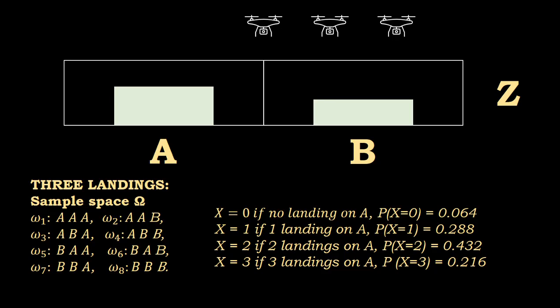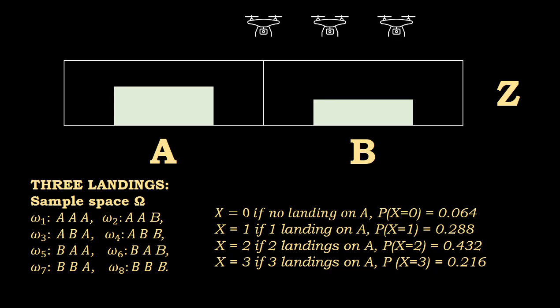First, we define the random variable we are interested in. This X takes 0 if there is no landing in A after 3 landings. X takes the value 1 if there was 1 landing on A in these 3 landings. X takes the value 2 if there were 2 landings on A, and X takes the value 3 if there were 3 landings on A. So, how do we find that out?